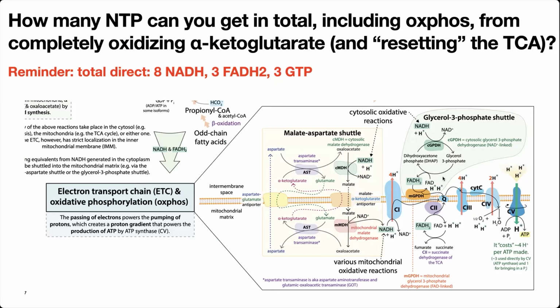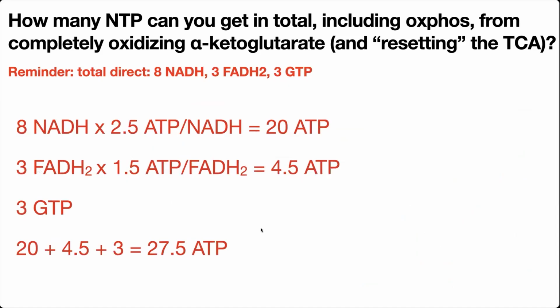And so you're only going to pump out the 6 protons. 6 divided by 4 is going to be 1.5. So you get about 1.5 ATP per FADH2. Do the math. We have 8 NADH times 2.5 ATP per NADH, 20 ATP. From our FADH2, we're going to get 4.5.